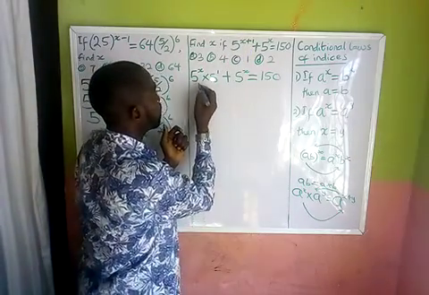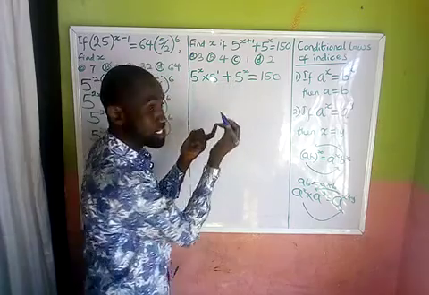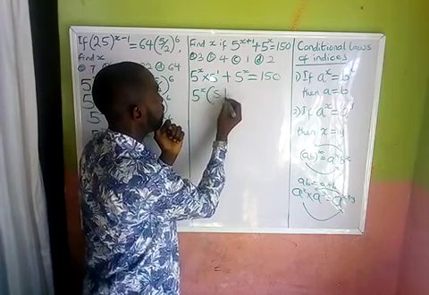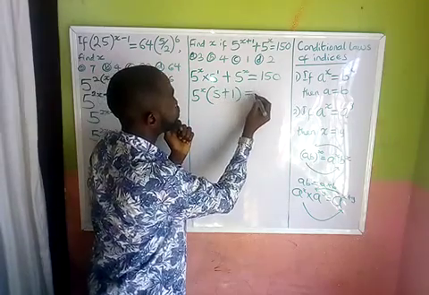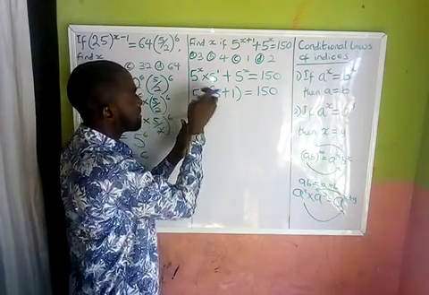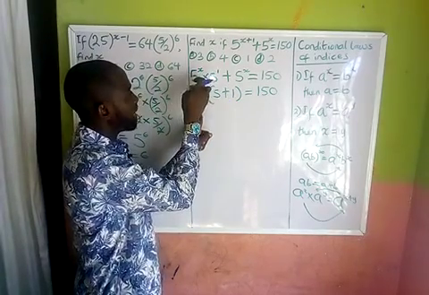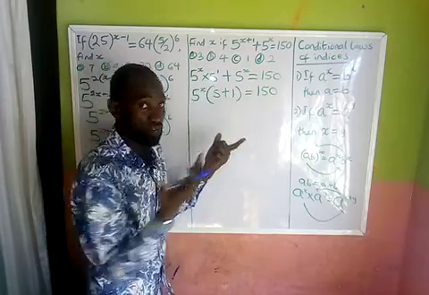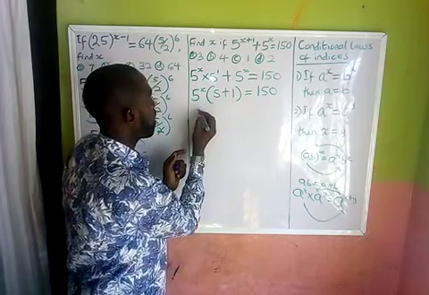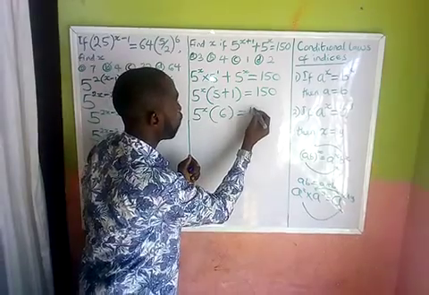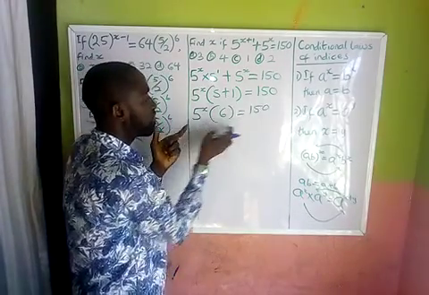Okay. So here 5 raised to the power x is common. If I bring 5 raised to the power x out, I'll be left with what here? 5 plus 1 equals 150. Okay, because 5 raised to the power x times 5 will give us 5 raised to the power x times 5, then plus 5 raised to the power x times 1 will give us 5 raised to the power x. Okay, so here we have 5 raised to the power x, bracket 6, equals what? 150. So the first thing we do is divide both sides by what?